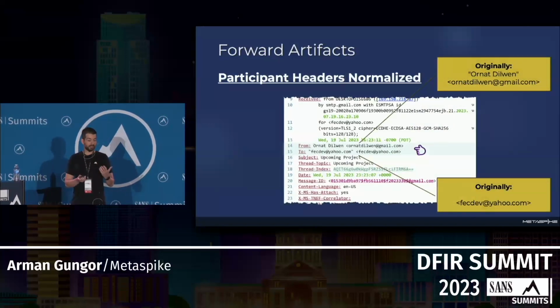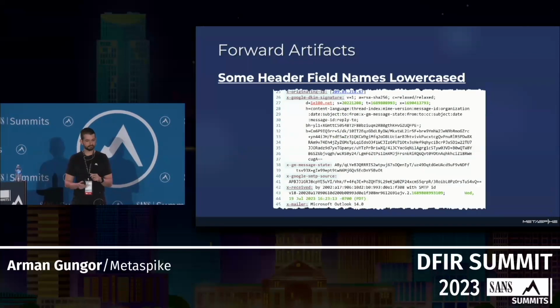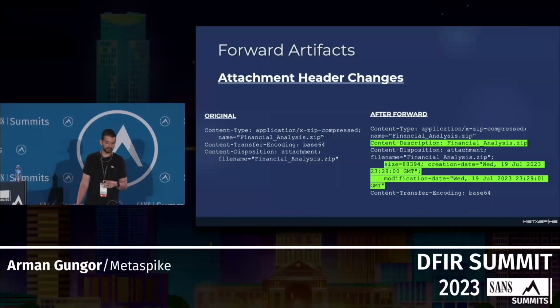We see that the participant headers have been normalized. So there's some additional codes there and participant names added to the email addresses. And some of the header field names have been lowercased for some reason. You see them highlighted there, so they will turn to lowercase.